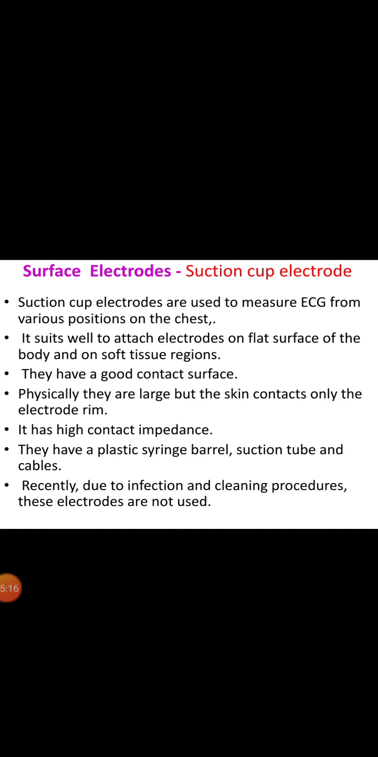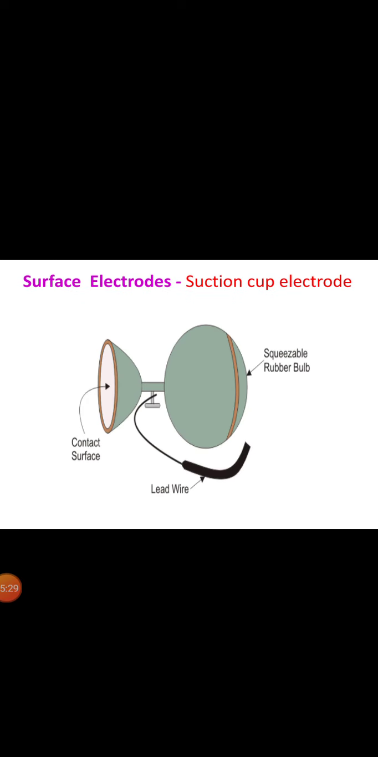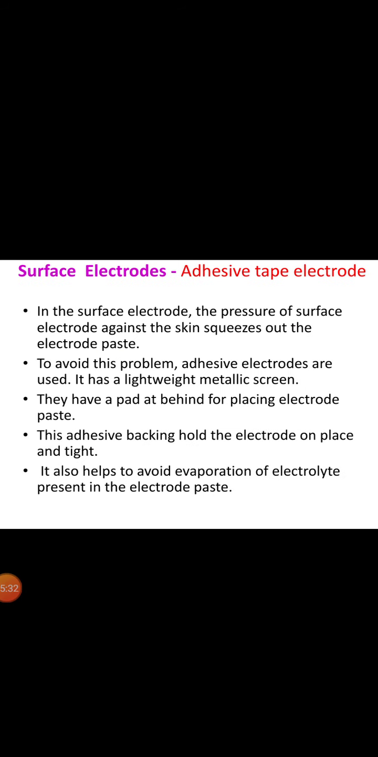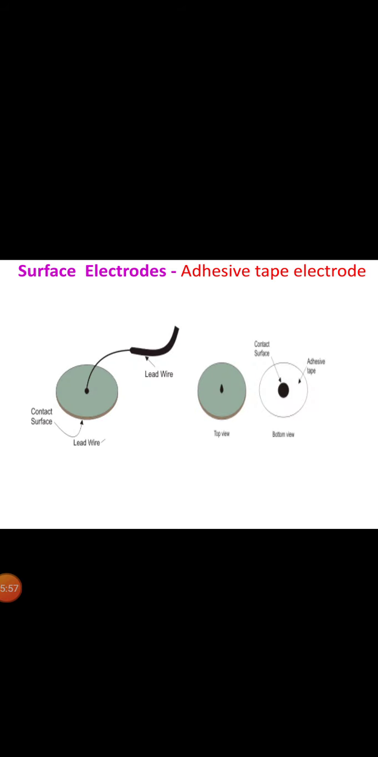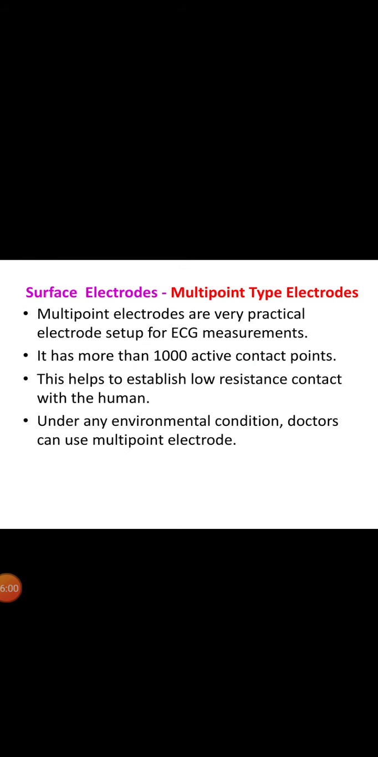The next one is suction cup electrodes. They are used to measure the ECG from various positions on the chest, and they have a good contact surface and high contact impedance. Due to infection and cleaning procedures, these electrodes are not used now. This is the diagram of the suction cup electrode. The next type is adhesive tape electrodes. The pressure on the surface against the skin squeezes out the electrode paste. To avoid this problem, we use adhesive electrodes, which are a lightweight metallic screen with a pad behind containing the electrode paste. The adhesive backing holds the electrode in place and tight, and it also helps to avoid evaporation of the electrolyte present in the electrode paste. The diagram shows the adhesive tape electrode.